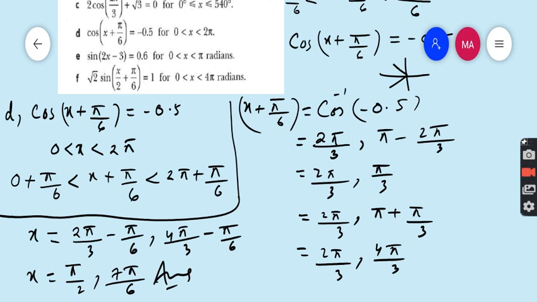You can see both answers, pi by 2 and 7 pi by 6, lie in the given domain of part D, that is from 0 to 2 pi. I hope you completely understand part D. Come to part E.